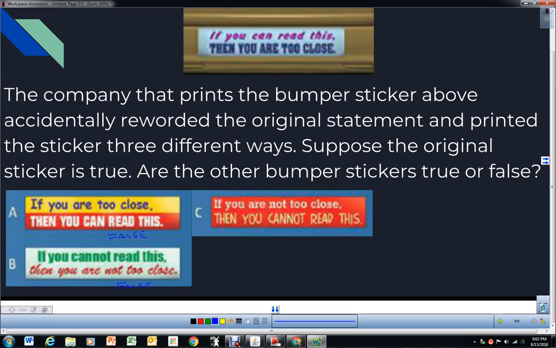The last one, if you are not too close, then you cannot read this. Okay, based on our statement, the original statement, if you can read this, then you are too close. So if you are not too close, then you cannot read this. So this is going to be a true statement. Okay, so notice that all these are if-then statements, and that's what we're going to focus on this lesson, is our if-then statements.